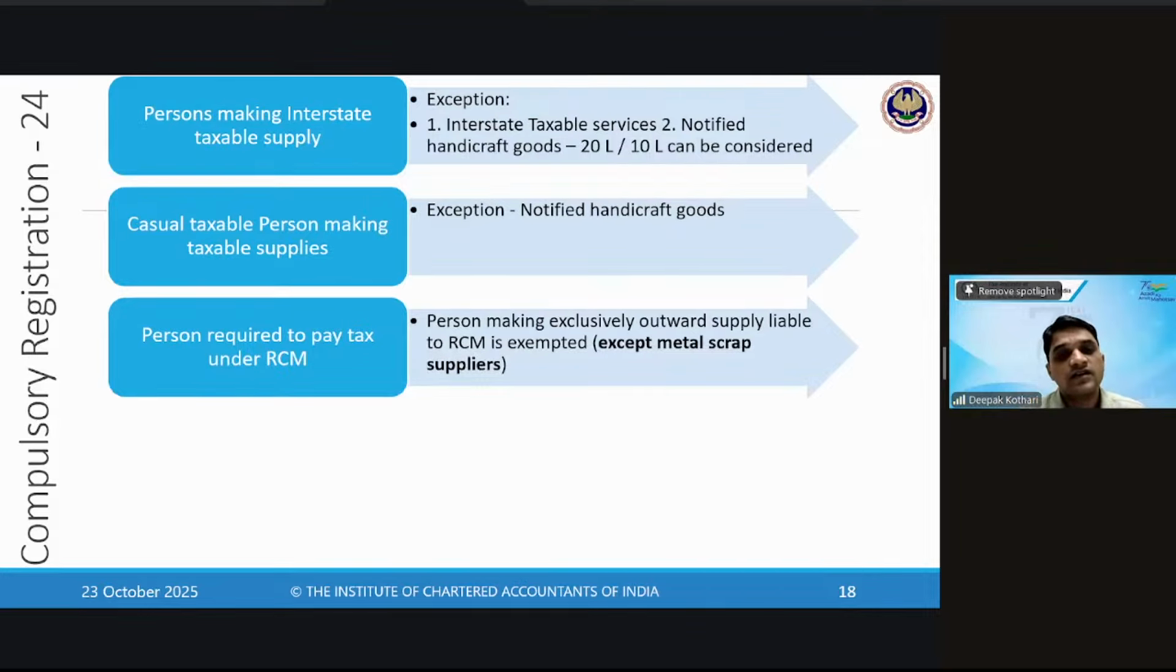Okay. So there are various other reverse charges under goods and under services. Another reverse charge criterion is a person who is making metal scrap supplies. A person who is supplying metal scrap cannot get this exemption. He will always have to register. He will have to take the registration. For him, the exception will not come.